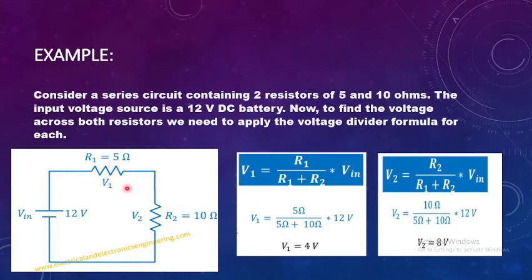And then we have here for R1 the resistance of 5 ohms, and then for R2 we have 10 ohms. So we need to find the voltage across both resistors. So just use the formula for V1 and V2 and then substitute the values. So we have voltage 1 is equivalent to 4 volts, and then for voltage 2 we have 8 volts.